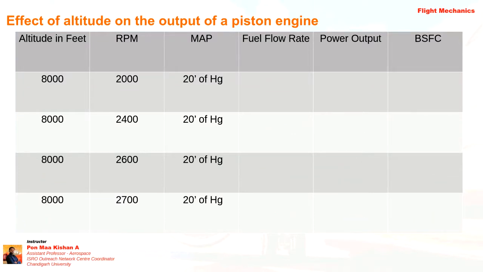And the next one: I have kept the altitude constant and changed the RPM. Altitude and manifold air pressure are constant, and I have changed the RPM. So I need the corresponding specific fuel consumption. In the third table column, I have kept altitude and RPM the same and the manifold air pressure is changed. So now I need the specific fuel consumption.